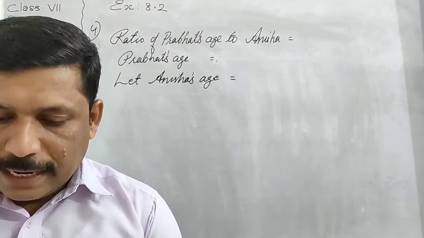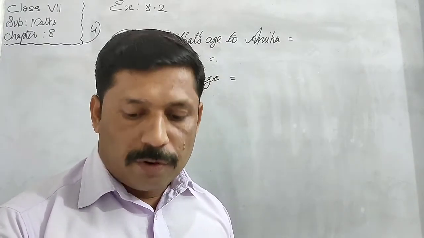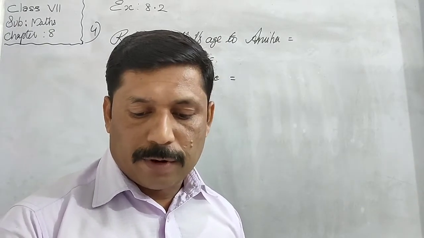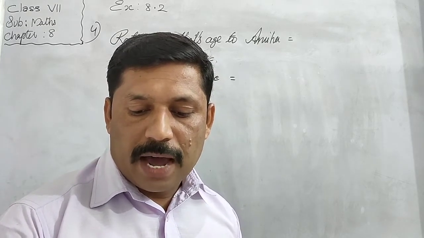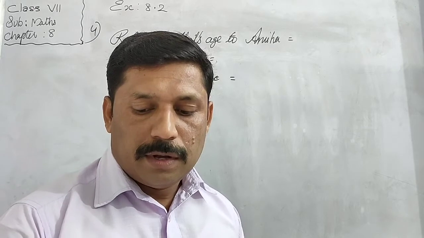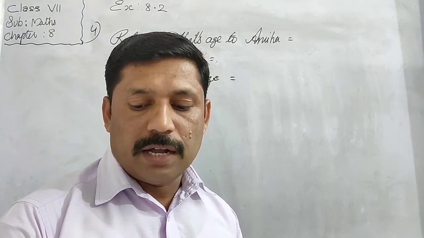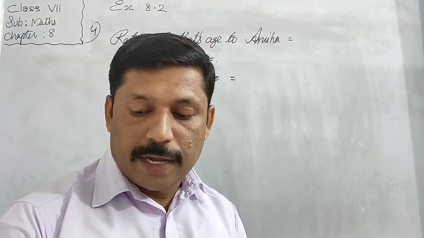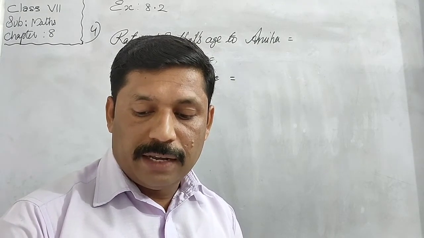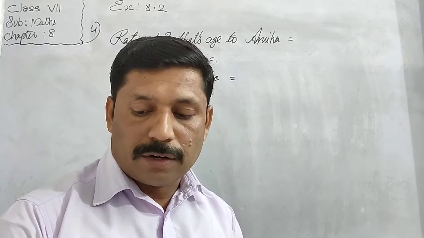Okay students, fourth question. The fourth question is a word problem, so I am going to read the question, you listen carefully. The ratio of present ages of Prabhat and Anisha is 3:4. Two children, Prabhat and Anisha. The ratio of their present ages is 3:4. That means if the age of Prabhat is 3, then Anisha's age will be 4 parts.